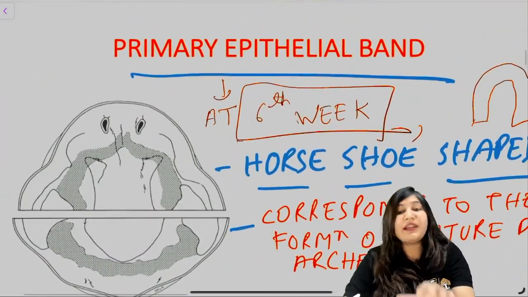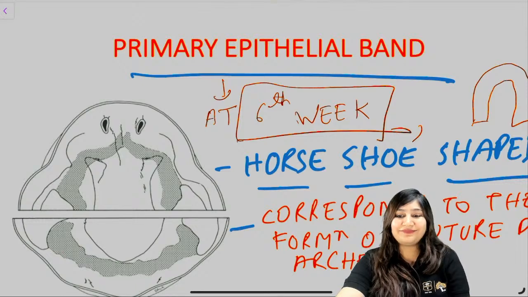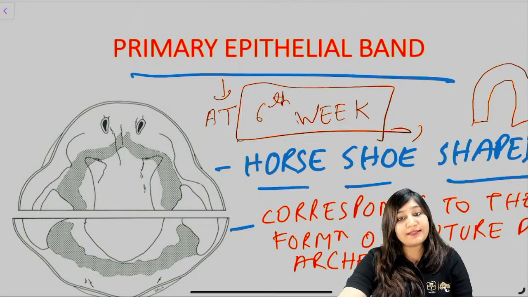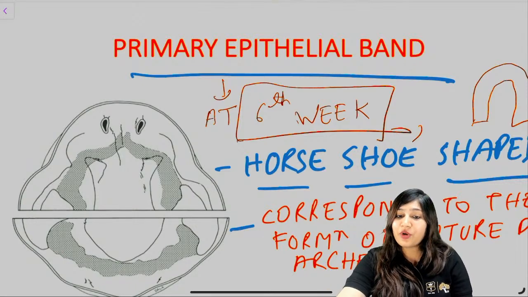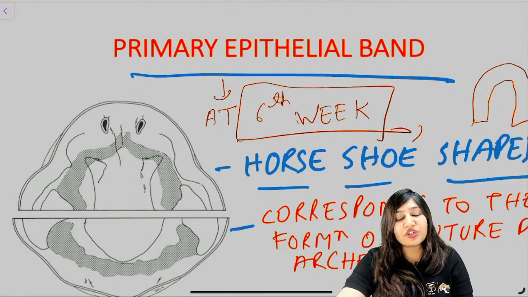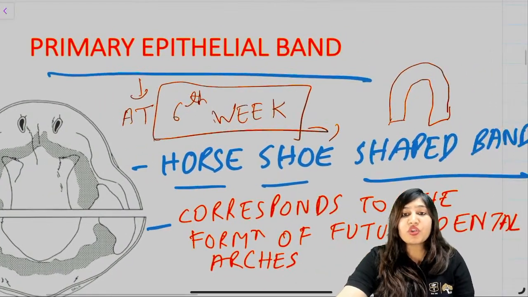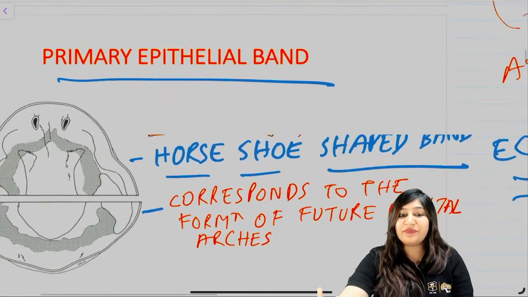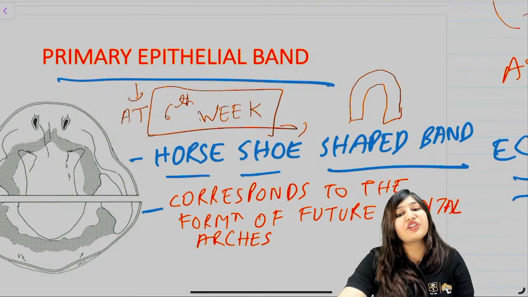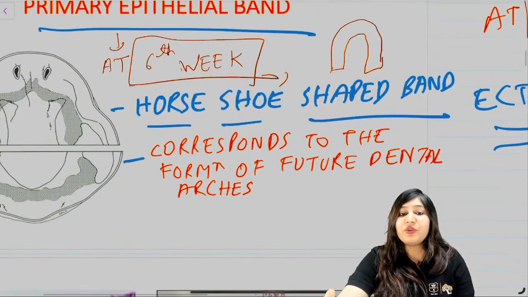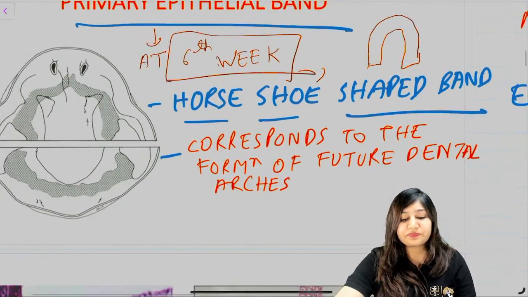So, when is the primary epithelial band formed? It is formed mainly at the 6th week because of the proliferation and differentiation of the basal cells of oral ectoderm, leading to a horseshoe shaped structure, which corresponds to the location of future dental arches.